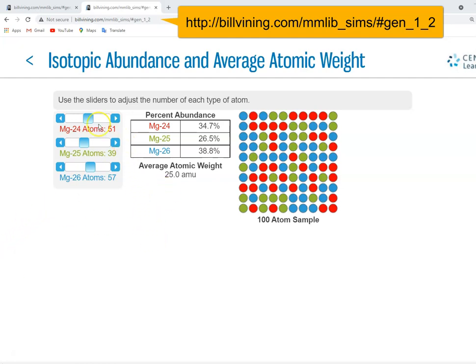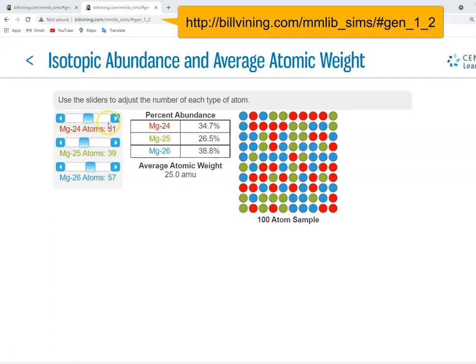So we can change the sliders depending on the number of isotopes within this compound. So this is if we're looking at the atomic mass unit, the average is 25. So magnesium has the atomic number of 12, so it always has 12 protons in it. But we're going to adjust the number if we have 12 neutrons or 13 or 14, for example. That's the Mg 24, 25, 26. It tells us the different amount of neutrons.